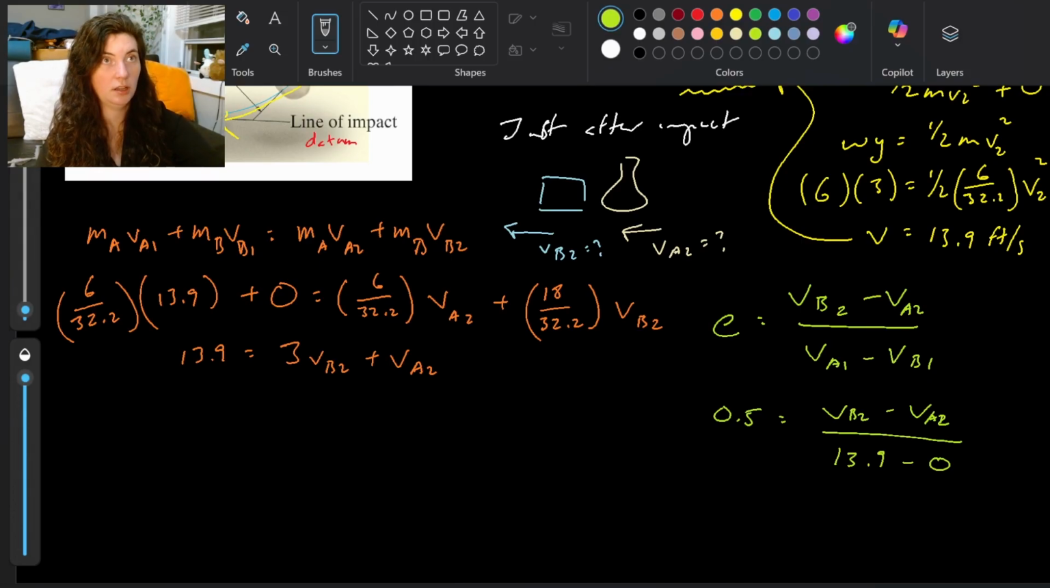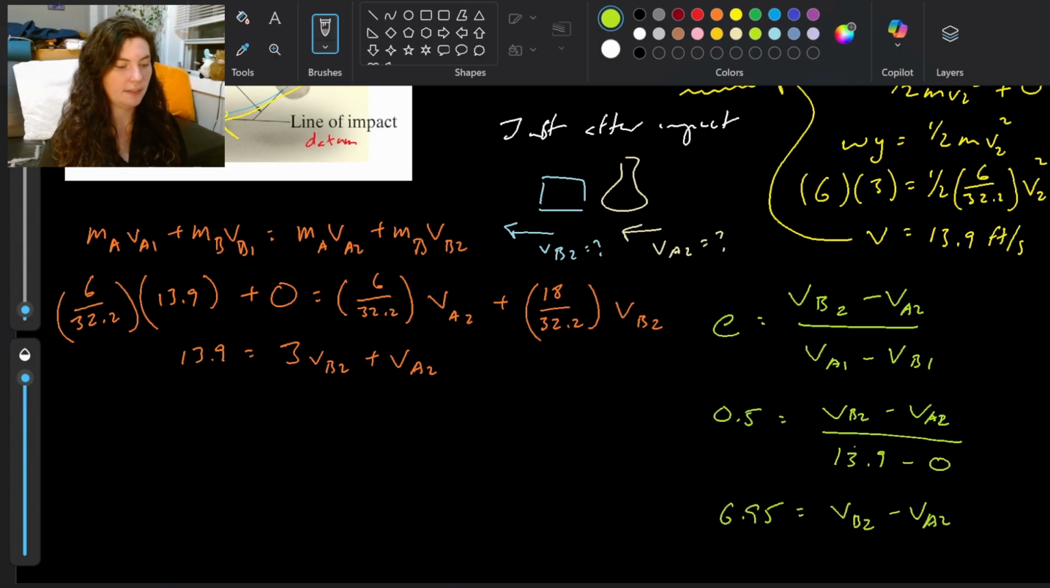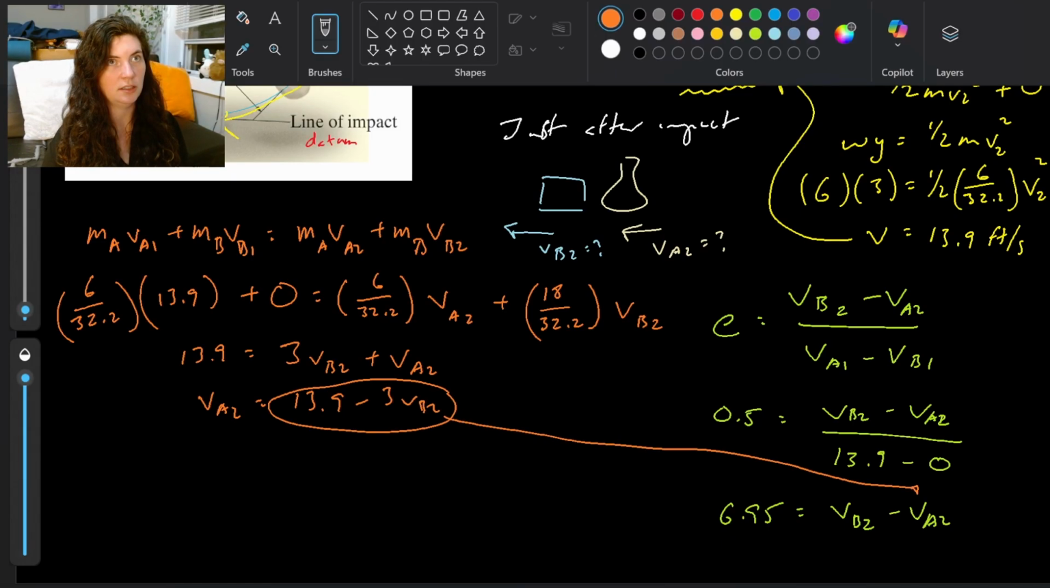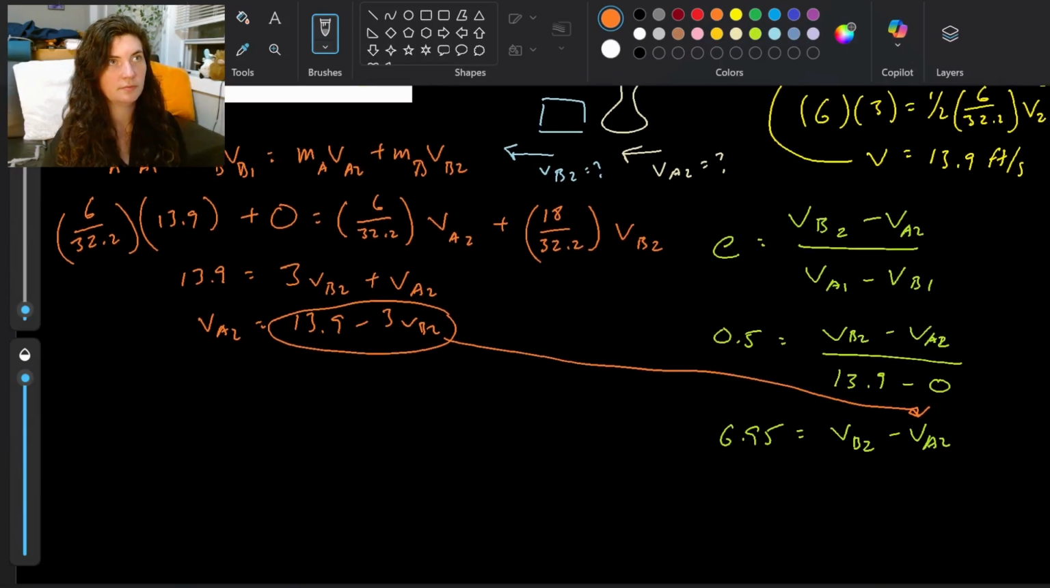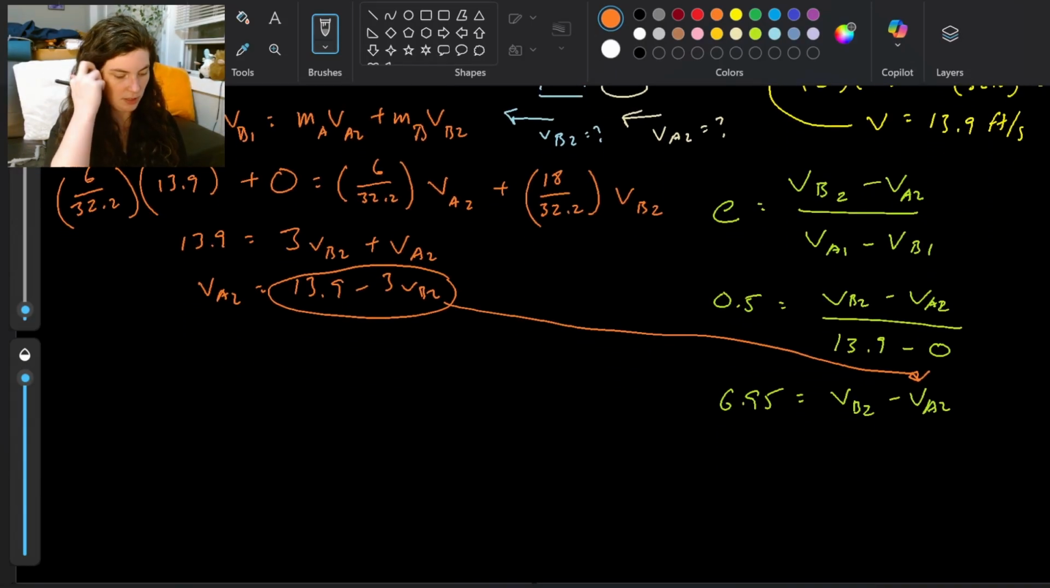Where I can multiply that over if I want. 6.95 equals vB2 minus vA2. And then I can start doing some substitutions. If I rearrange the momentum equation for vA2, it equals 13.9 minus 3 vB2, and plugging this into here, I can go ahead and solve for vB2.